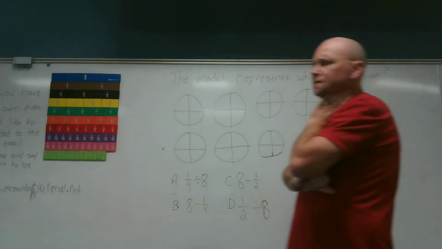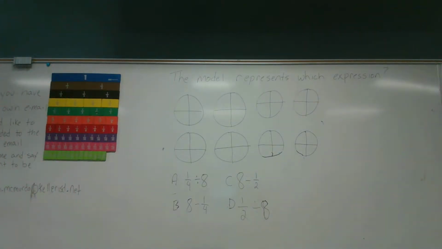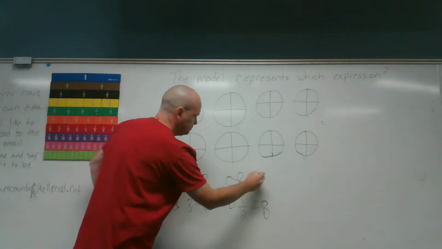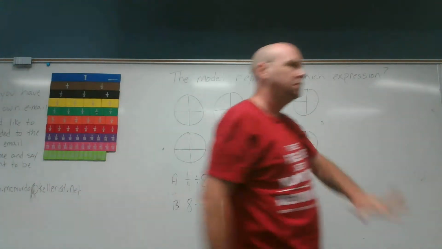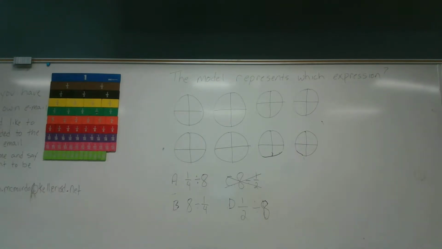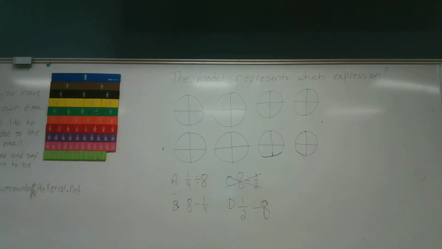Paul, is there one you see that we could eliminate? C. Why? Because there is 8 wholes, but there isn't a half. There isn't one half. Good. It's 4 halves. There are no halves. So we can eliminate that already. Hey, Zoe, do you see any others that we can eliminate?